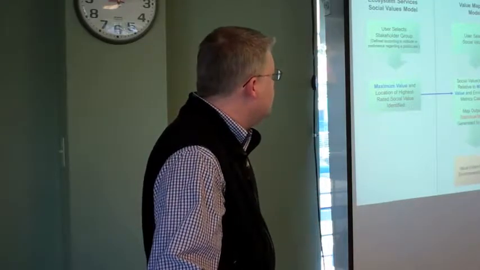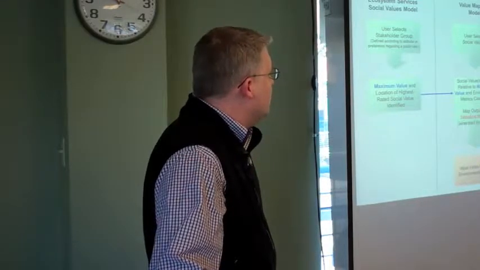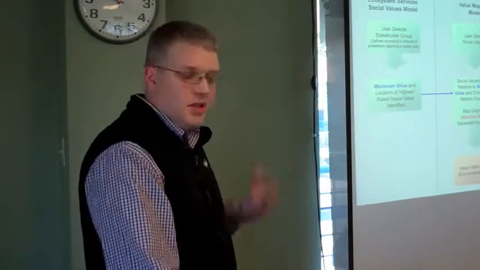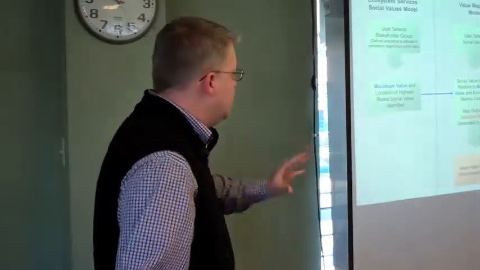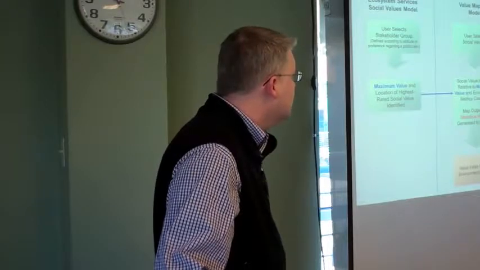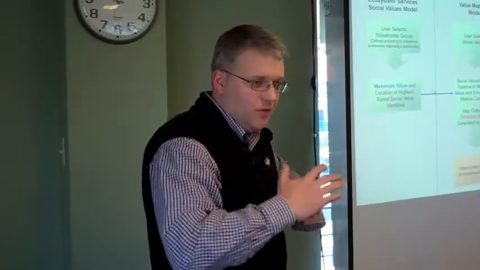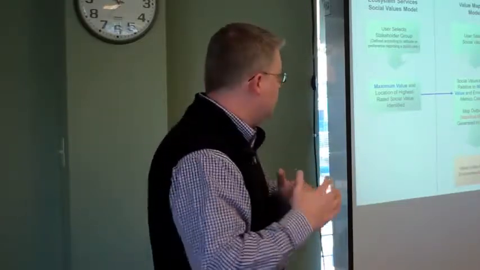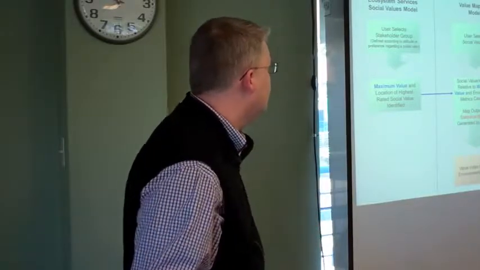This maximum value again gets used by the second model in the sequence, the value mapping model, where now the user selects a particular social value type they want to look at. Okay, I want to look at aesthetic value across the landscape. They make that selection, and that aesthetic value surface is then normalized against this maximum value. So everything in the calculation of the value index is based on what the overall maximum value is and how everything else scales to that.